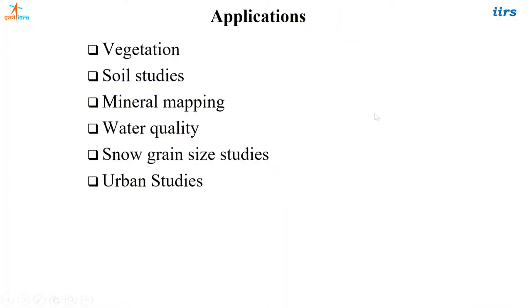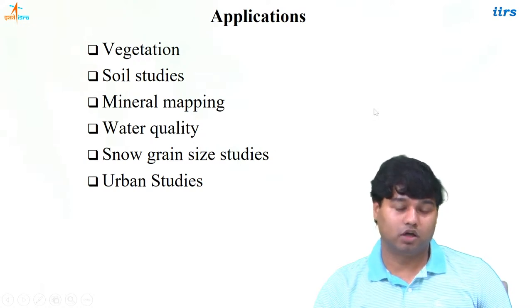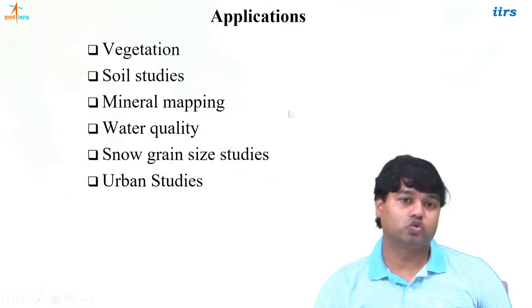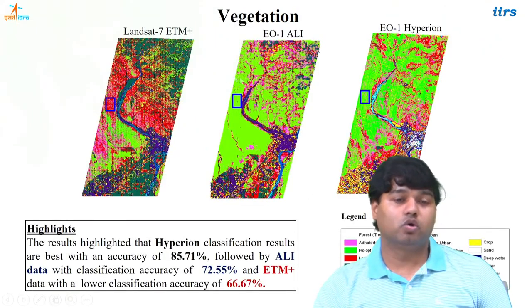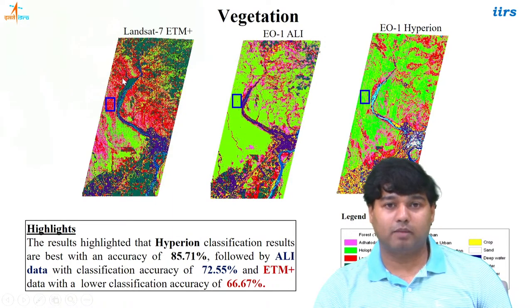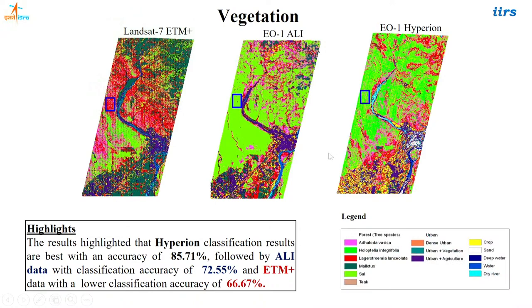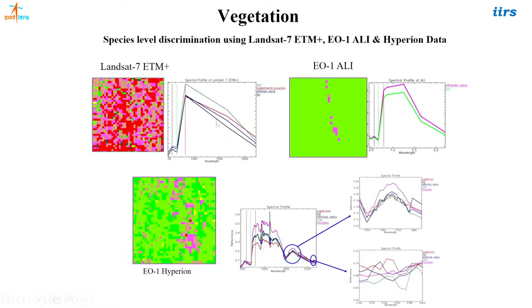So these are a few of the applications used for hyperspectral remote sensing: vegetation, soil studies, mineral mapping, water quality, snow grain size, and urban studies. For vegetation, we can do species level vegetation mapping, and even the health of the vegetation we can map. With Hyperion data, you can see mixing of the classes happening here. We were able to separate out the vegetation species properly, and the accuracy was also better in this case. Why is it happening? You can see the spectral reflectance curves are appearing more or less similar, but in this case you can see there are variations in the spectral reflectance curves of the multiple features present in that area.